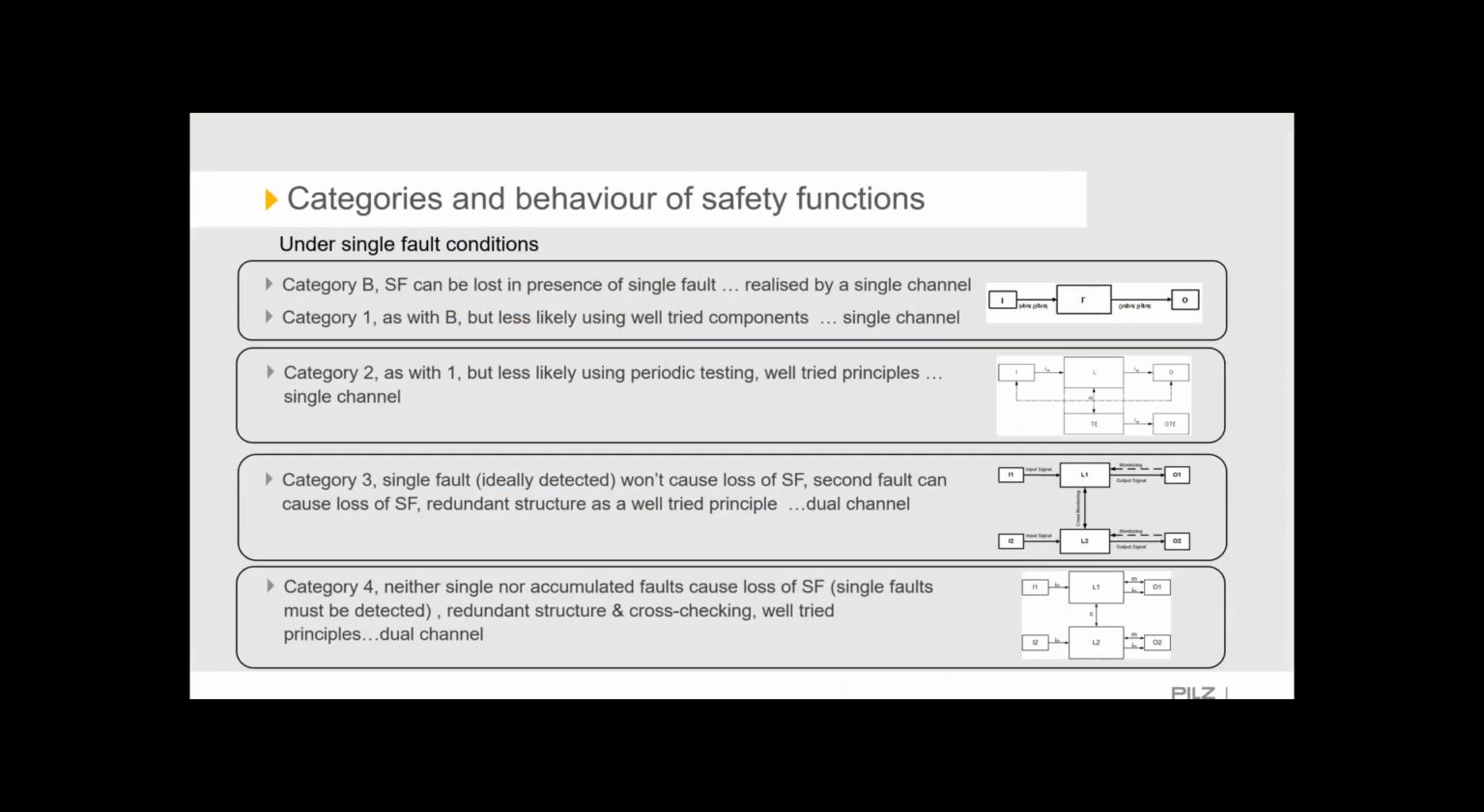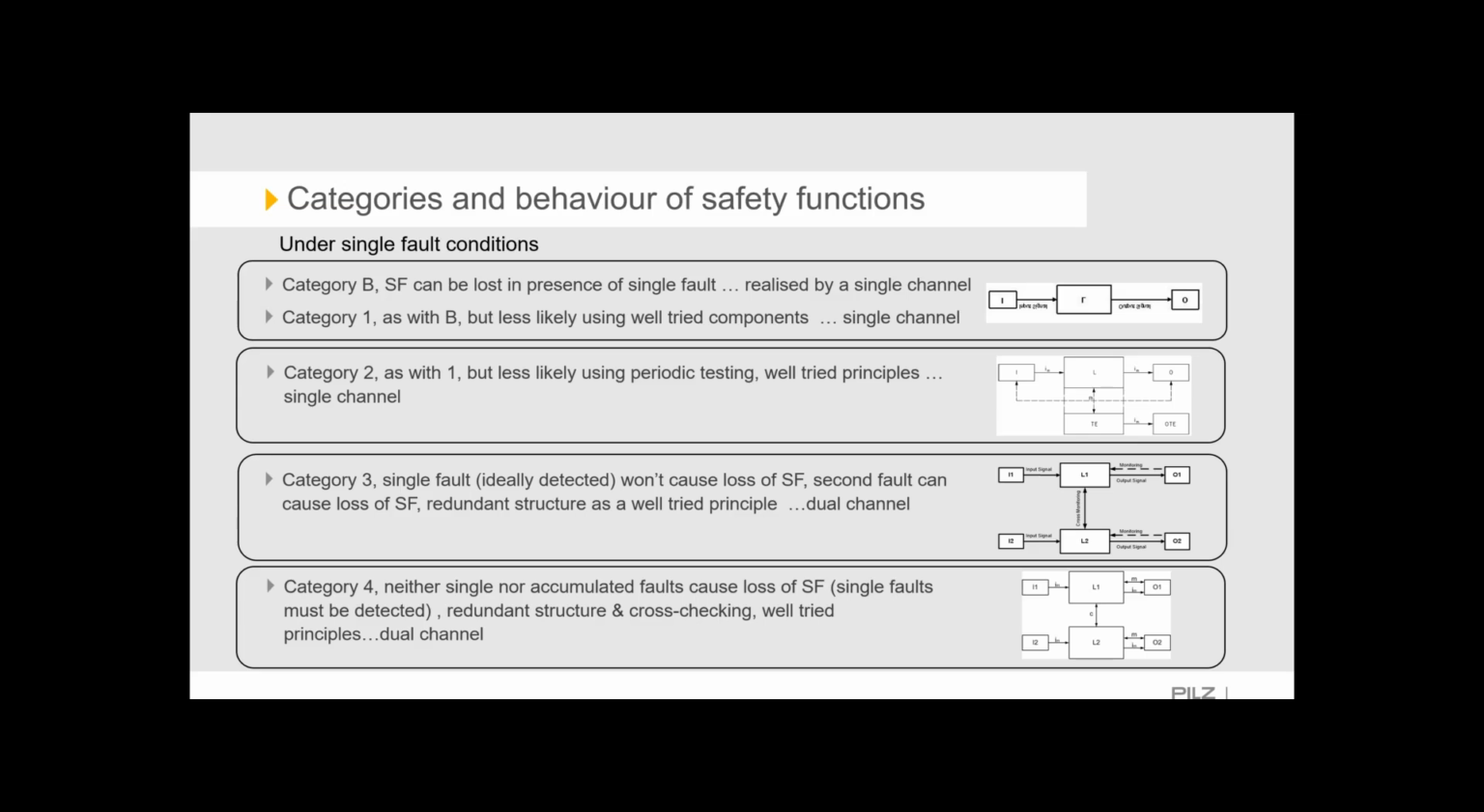So categories and behavior of safety functions. Category B, the safety function can be lost in the presence of a single fault. It's realized by a single channel. Category 1 is as per B, but it's less likely because we're using well-tried tested components. Again, it's single channel. Category 2 is as with 1, but it's less likely because we're using periodic testing. We're using well-tried principles. It's single channel.